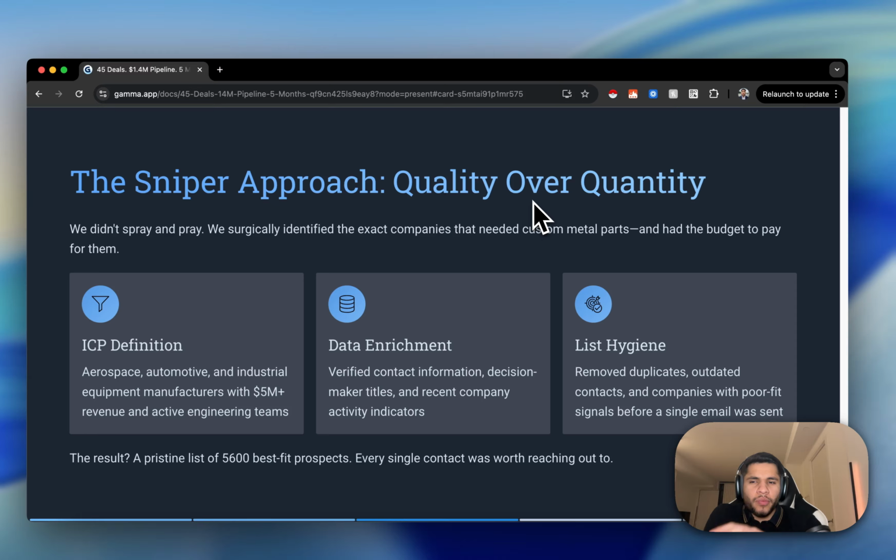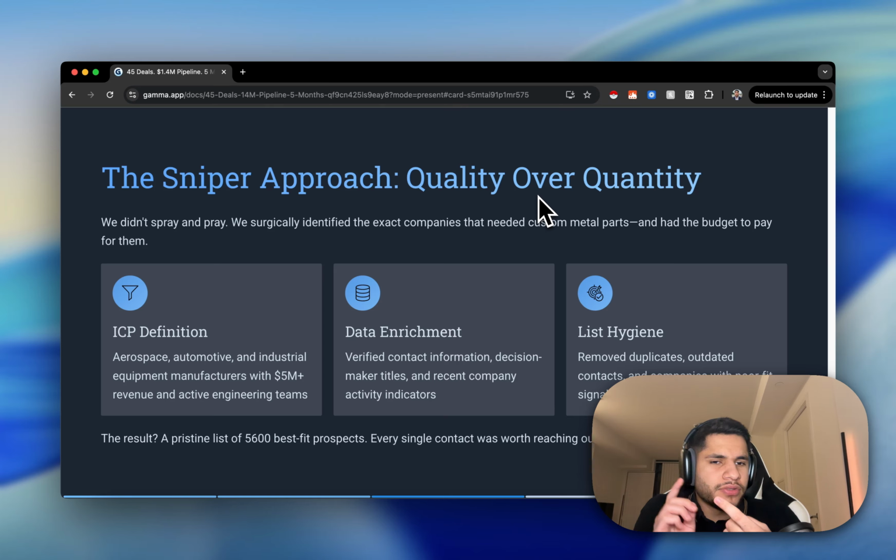And the way we source the data, you've probably used Apollo, ZoomInfo. You've probably seen Clay popping about quite a bit. And I wouldn't say there's one specific one size fits all. But what you can do with Clay is essentially build a lead scoring system. So for this client, what we did was we scraped every procurement leader in aerospace, automotive, industrial equipment manufacturers, and OEMs that had over 5 million plus in recurring revenue every year, and that had an engineering department.